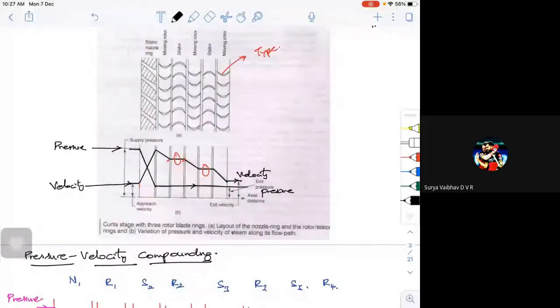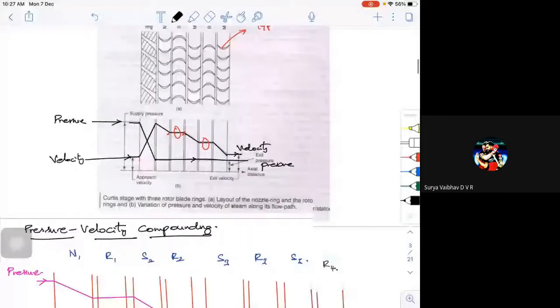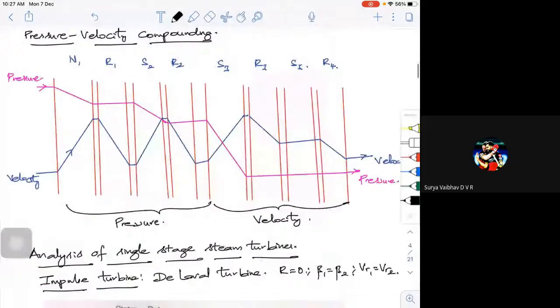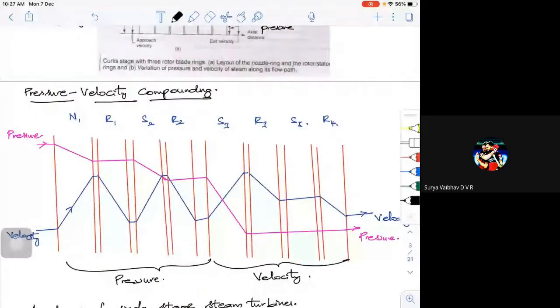Now, the third one, what I told, is called pressure velocity compounding. What is this pressure velocity compounding? In case of pressure velocity compounding, I have the combination of pressure compounding as well as velocity compounding. If it is a 4-stage turbine, the first 2 stages will be of pressure compounding. The next 2 stages will be of velocity compounding.